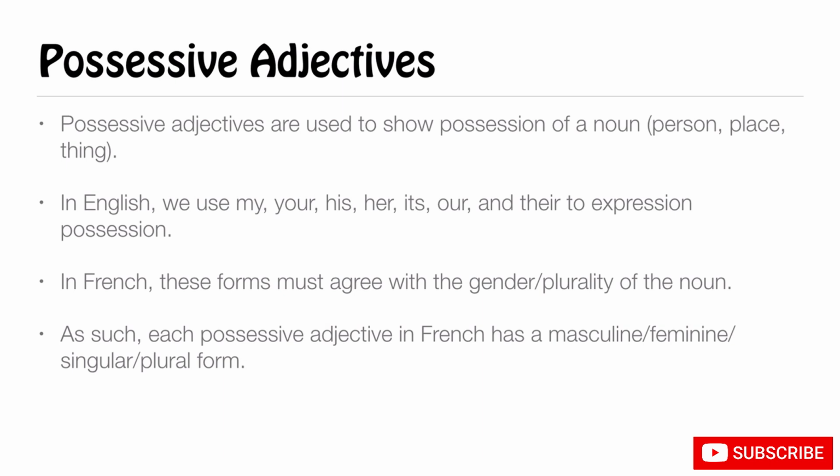So in English, we use my, your, his, her, its, our, and their to express possession. In French, these forms must agree with gender and plurality of the noun, as is common with everything else that we've learned. So as such, each possessive adjective in French has a masculine, feminine, singular, and plural form.